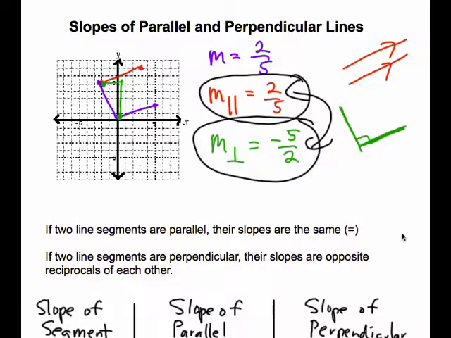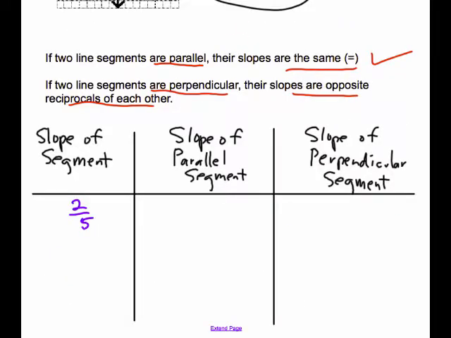And so we came up with these two generalizations. If two line segments are parallel, their slopes are the same. And if two line segments are perpendicular, then their slopes are opposite reciprocals of one another. So if you have a slope of 2/5, then a slope segment parallel will be 2/5, and perpendicular will be the flip of that with the opposite sign.